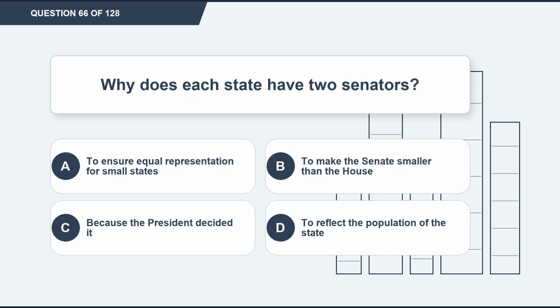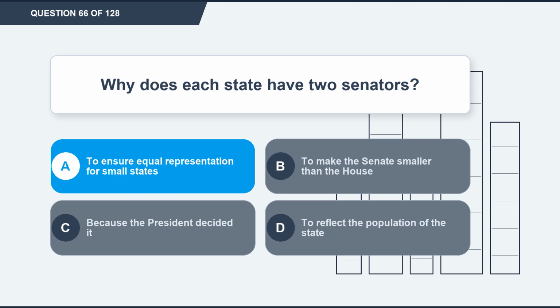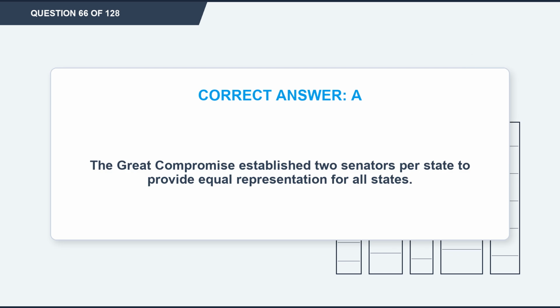Question 66. Why does each state have 2 senators? Option A, to ensure equal representation for small states. Option B, to make the Senate smaller than the House. Option C, because the President decided it. Option D, to reflect the population of the state. The correct answer is option A, to ensure equal representation for small states. Explanation. The Great Compromise established 2 senators per state to provide equal representation for all states.